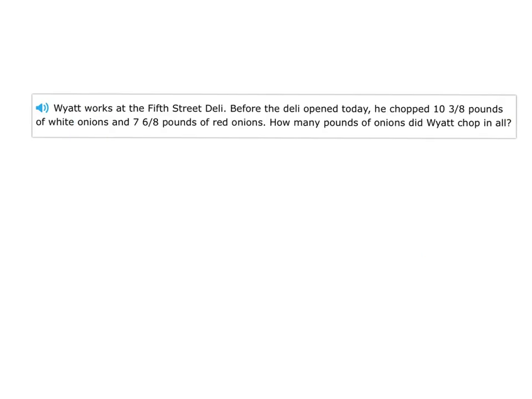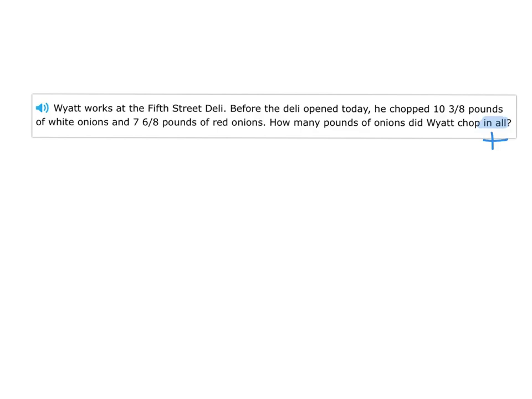All right, another word problem I want to look at here. Wyatt works at Fifth Street Deli. Before the deli opened today, he chopped 10 3/8 pounds of white onions and 7 6/8 pounds of red onions. How many pounds of onions did he chop in all? Again, step 1, find those words. Find those math words that tell me what I'm going to do. Add, subtract, and we just saw the words in all in the last problem. This has a 2. That means we are adding the sum, the total in all.